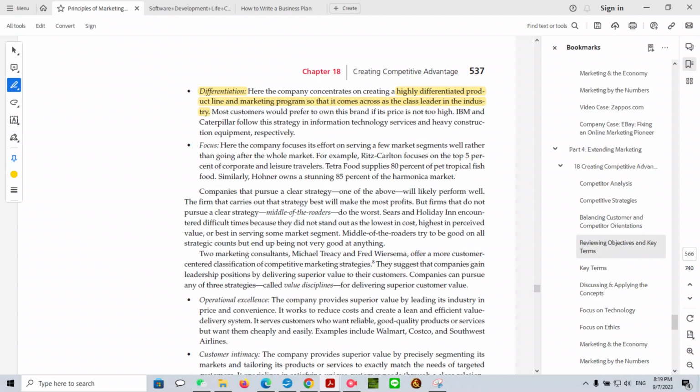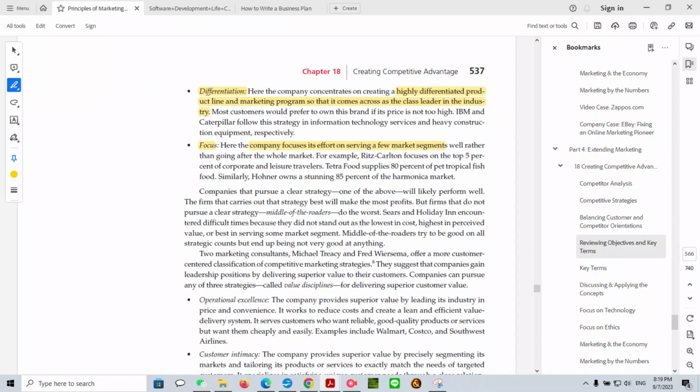The last one we have is focus. Here, the company focuses its effort on serving a few segments rather than going after the whole market. For example, Ritz-Carlton focuses on the top 5% of corporate and leisure travelers. Tetra Food supplies 80% of the pet tropical fish food. Similarly, Hohner owns a stunning 85% of the harmonica market.